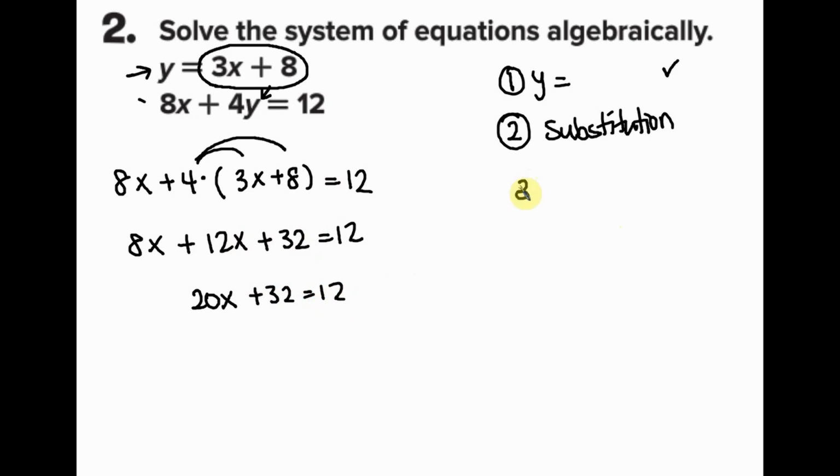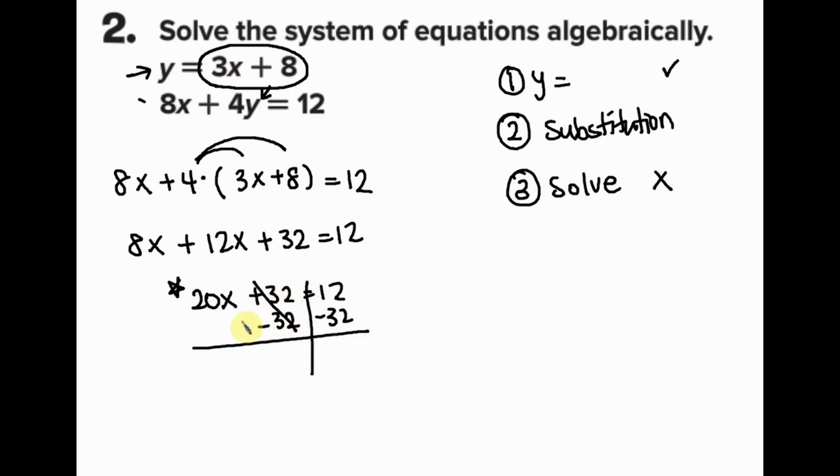Now the next step is to continue to solve to find your variable. In this case, I'm solving for x. So if I draw the line, since x is already here, I want to get rid of this 32 by subtracting. 32 minus 32 will be gone. 20x just brings it down. 12 minus 32 will become negative 20. If I divide by 20 on both sides, x becomes negative 1.